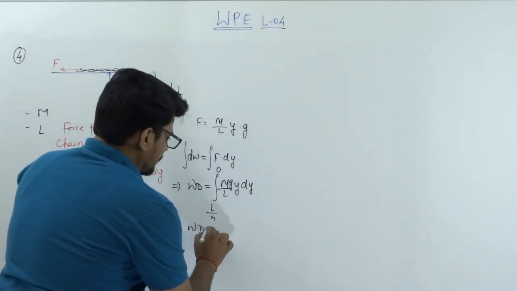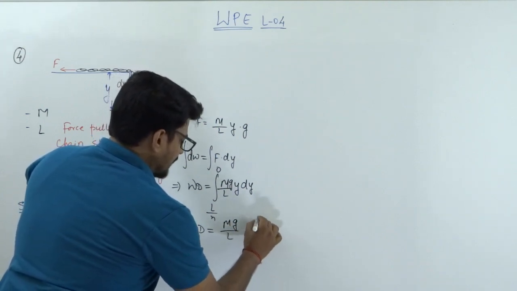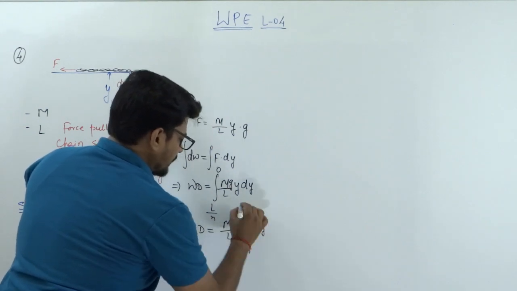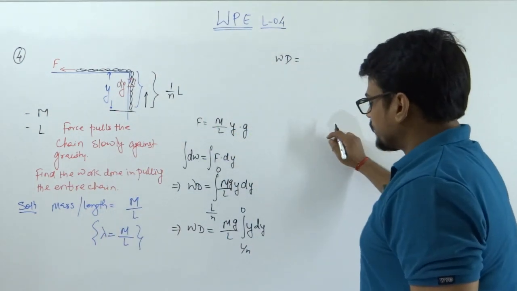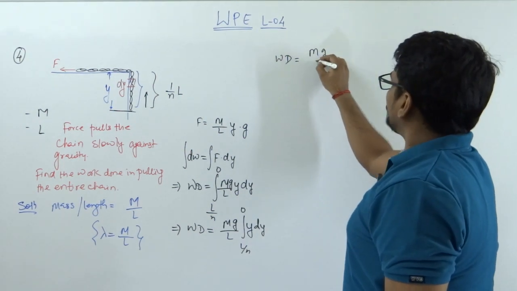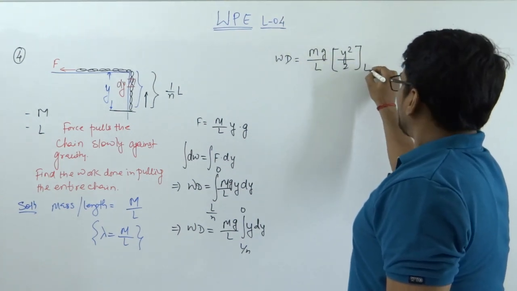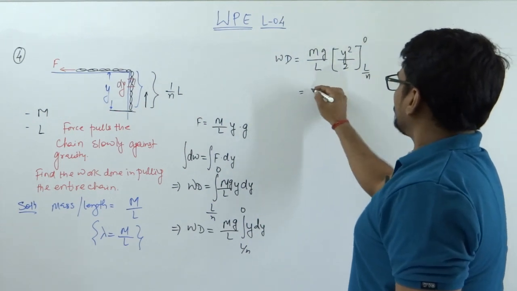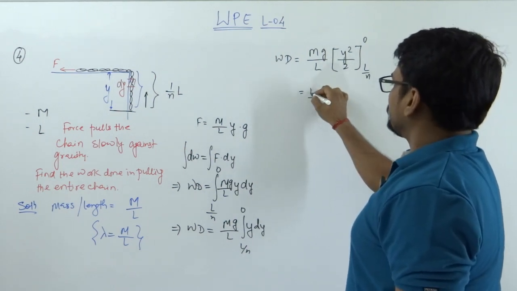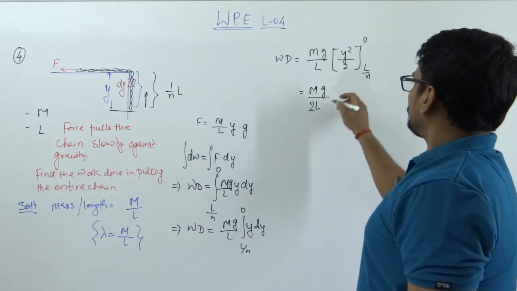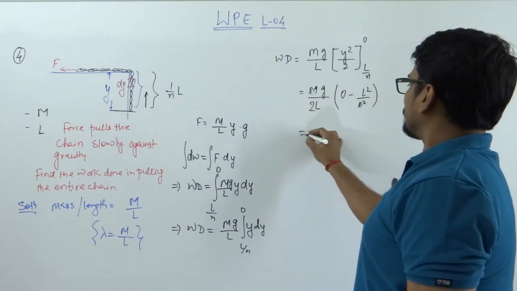So the work done can be easily found out, as m is constant, g is constant, L is constant. Inside we have y dy, and the limit is L upon n to 0. Integrate this, we will solve it. So the total work done should be how much? Total work done should be M capital G upon L, and you get y square upon 2. You should put the limit L upon n to 0. So that should be Mg upon L, capital M, because we have taken the entire mass as capital M. Okay, great. 2 should come out. We'll be having 0 minus L square upon n square. If I solve it, what should I be getting?